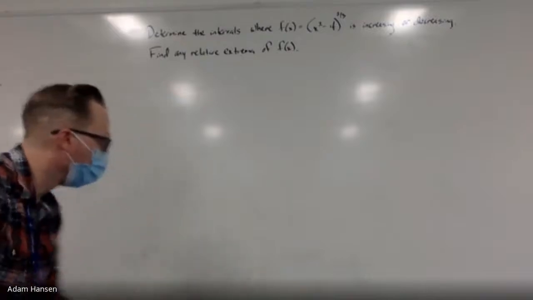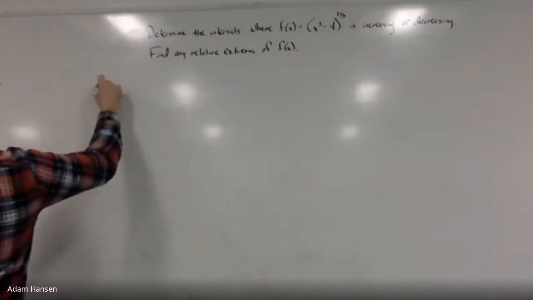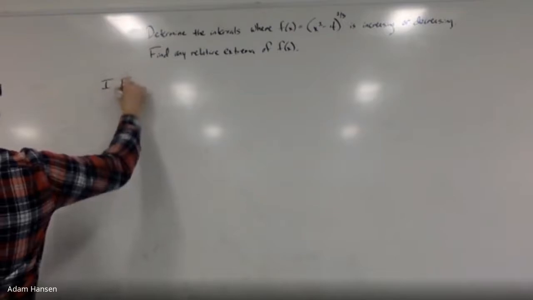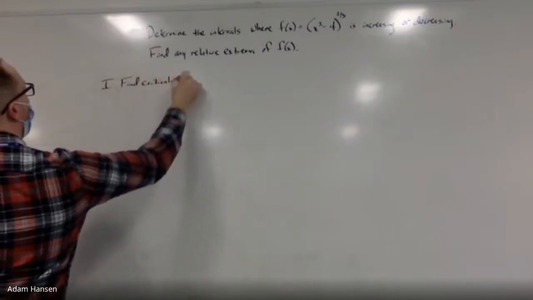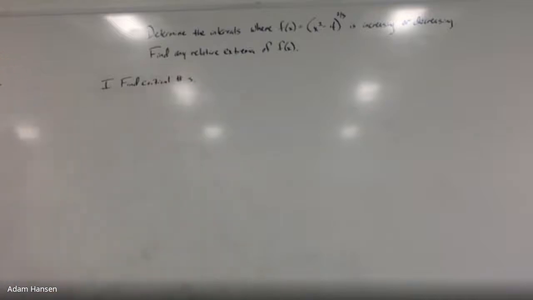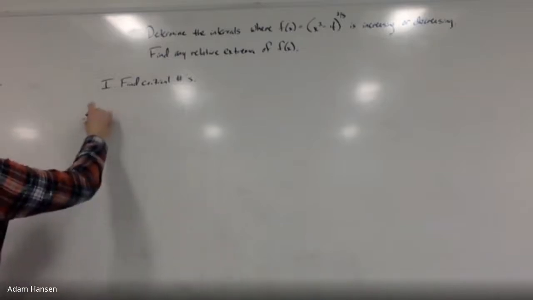Okay. So let's first find critical numbers. Critical numbers are where the derivative changes sign. In other words, it's equal to 0 or undefined, from our definition from yesterday. Critical numbers are where the first derivative changes sign for a given function. So let's find f prime of x.